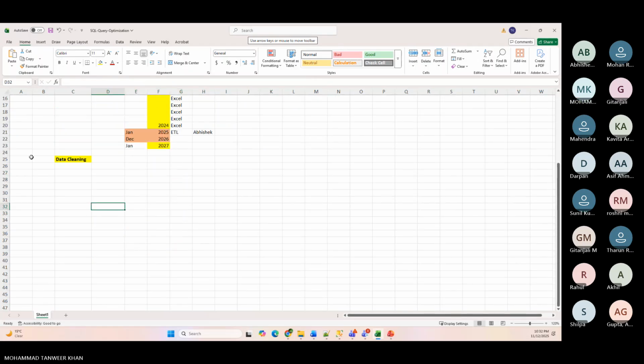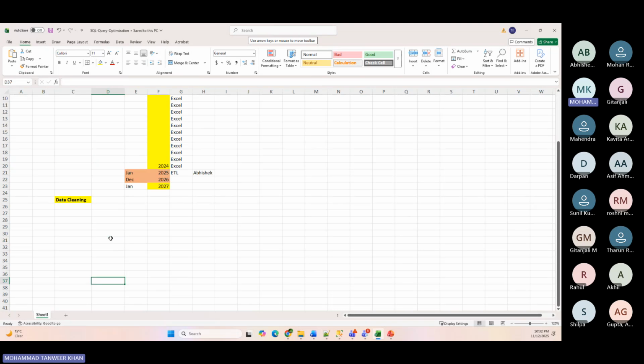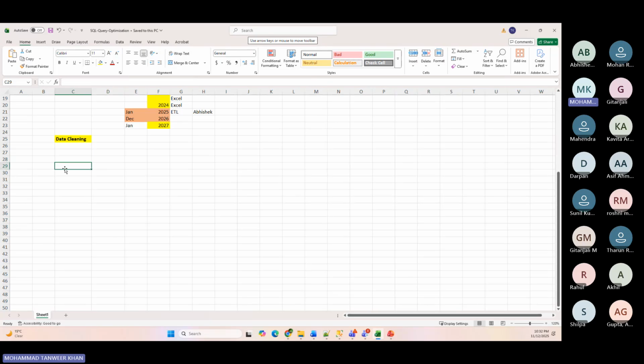What is data cleaning? And why should we do data cleaning? This data cleaning is also known as data scrubbing, but these are just different names, so focus on data cleaning only. I will give some examples and from that we will try to understand.